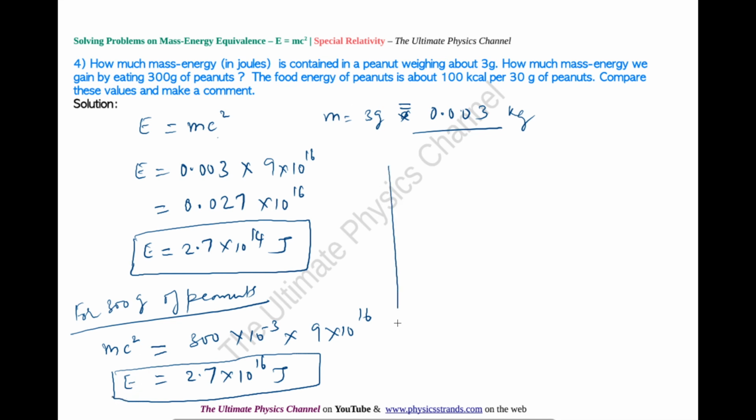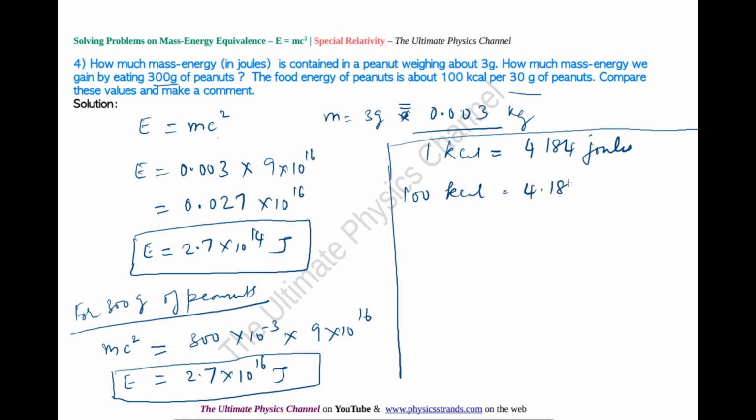Now the food energy obtained by consuming about 300 grams of peanuts is given as, so that is not given here, it is given for 30 grams, right? So that is 100 kilocalories. Now 1 kilocalorie is 4184 joules. Therefore 100 kilocalories I can write as 4.184 times 10 to the power 5 joules. So that is the energy equivalent of it. This is for about 30 grams of peanuts. For 30 grams of peanuts, this is the energy output.